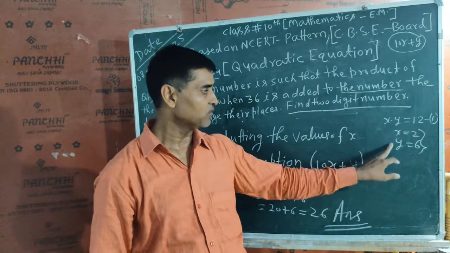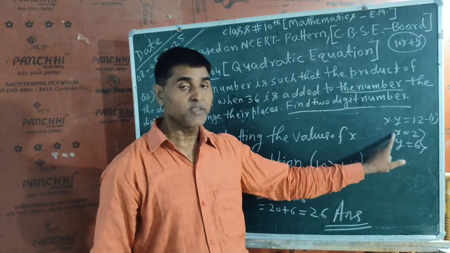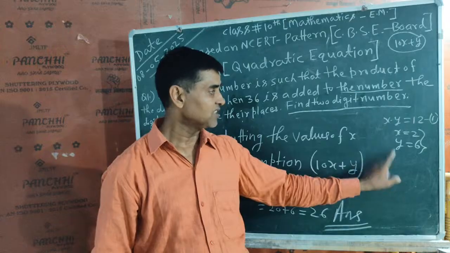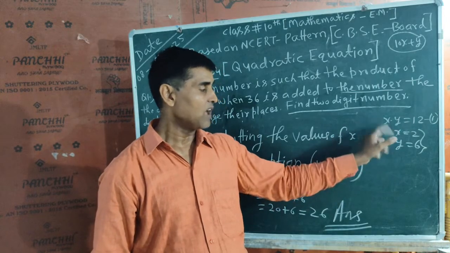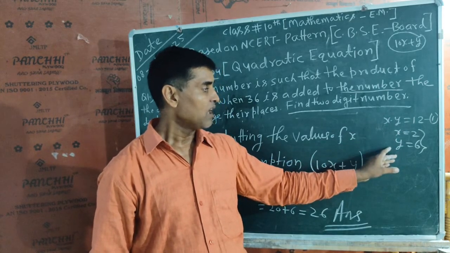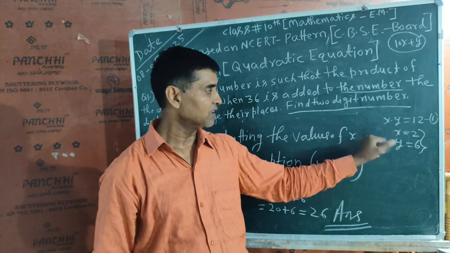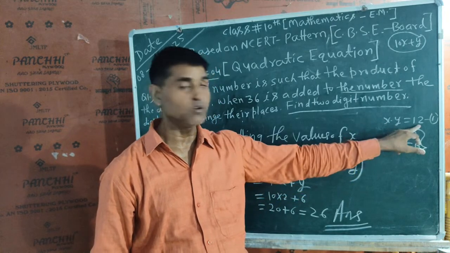Here I have got the value of x and y. The value of x is 2 and the value of y is 6, and these two values are satisfying the given condition x into y is equal to 12.